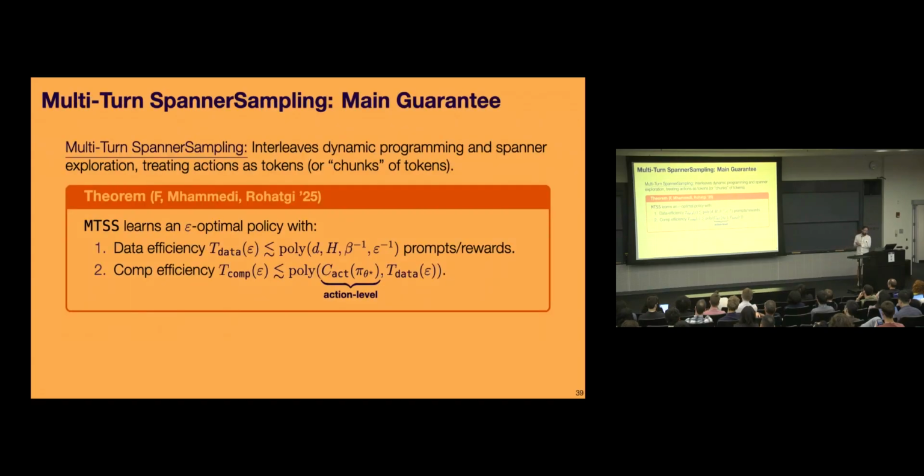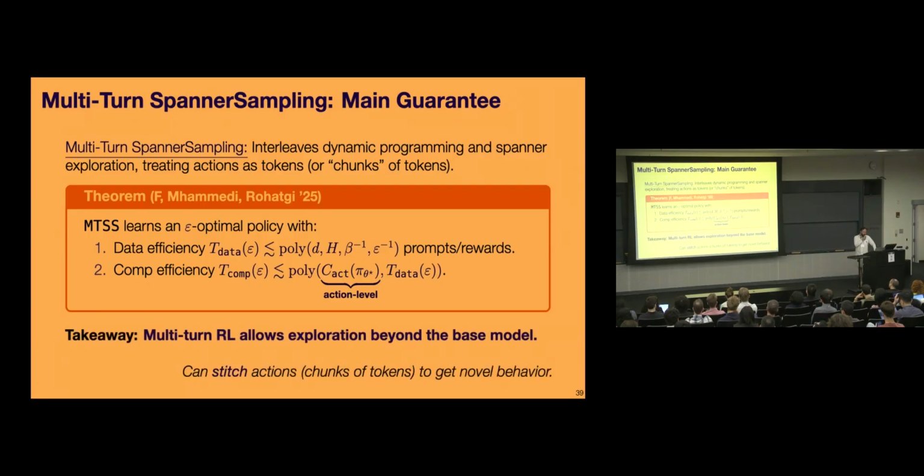Okay, so this is the punchline. If we use this kind of multi-turn version of this spanner sampling algorithm, where we do dynamic programming, but we interleave this with this spanner-based exploration over actions, we can get data efficiency which is still polynomial in all of the problem parameters, but now our runtime for the algorithm only scales with the action level coverage rather than the sequence level coverage.